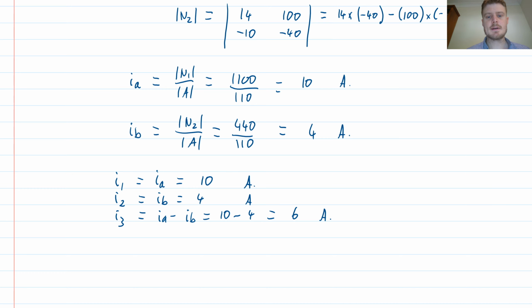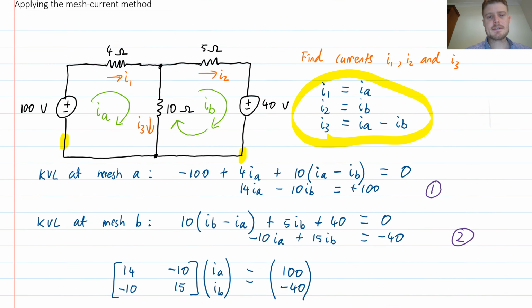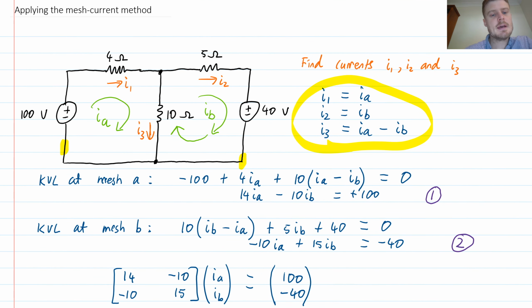And that's our answer. To summarize key points when we apply the mesh current method, we label each of our meshes with a current. Here we've called them IA and IB. These are currents that proceed in a circular direction. I've used clockwise directions around my meshes, and then we do KVL.